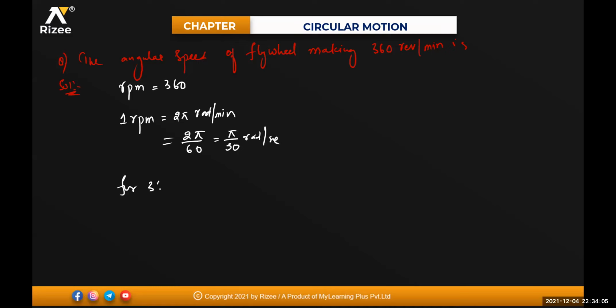For 360 revolutions, how much is it? It will be 2 pi divided by 60 into 360. This one will get cancelled. 6 ones are 6, 6 sixes are 36. So that will be equal to 12 pi radians per second. Clear?